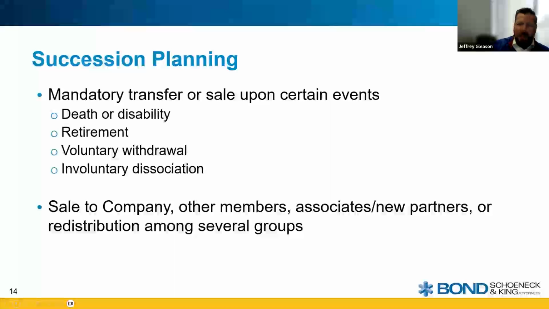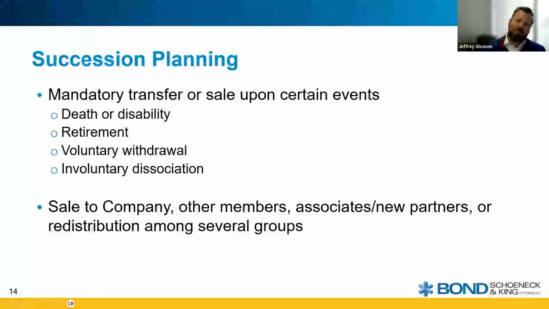And then, what happens upon that? What do you do with that physician's interest in the company if any of these things happen? We need to think about what happens then. It could be that the company buys back their interest, or the company has a right to buy back their interest first, and then there's a secondary right for the other members, the other doctors, the other shareholders, to buy those interests in varying percentages. It could be a redistribution among several groups. But again, here we need to think upfront about how that actually works.